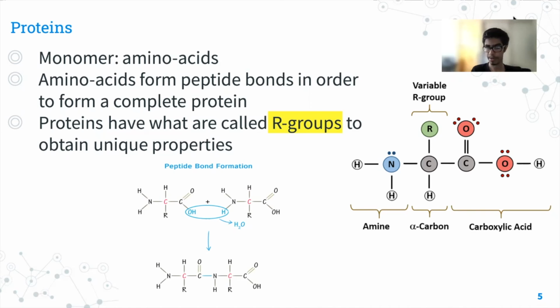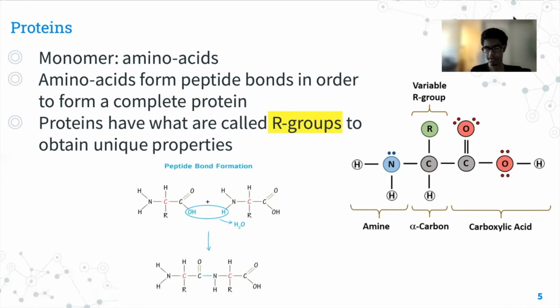So since amino acids are the monomers, as we have more amino acids, they build up to a protein. So again, the amino acids are essentially subunits building up to a protein. And when amino acids bind together, they form what are called peptide bonds in order to form that complete protein.